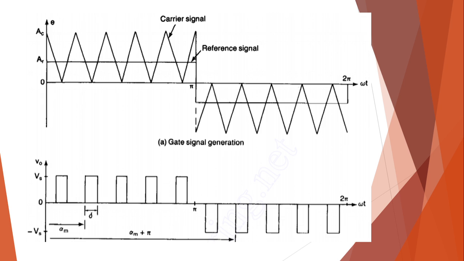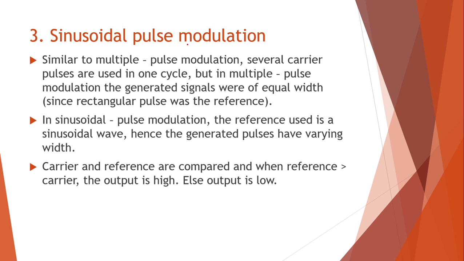This is very similar to your single pulse modulation. So I think the waveform is self-explanatory. Again, your reference signal is the square waveform and your carrier signal is the triangular waveform. Now, let's move on to the last type of modulation, that is the sinusoidal pulse modulation.